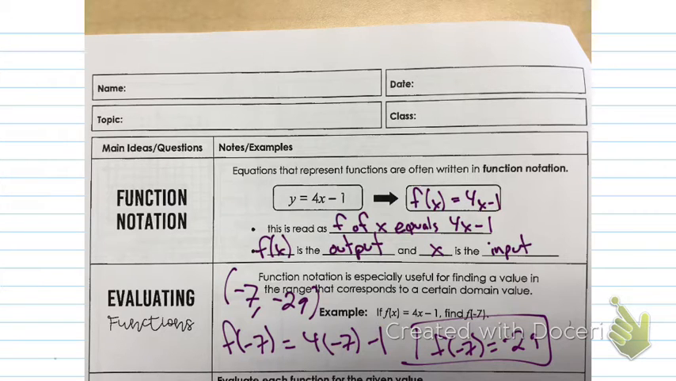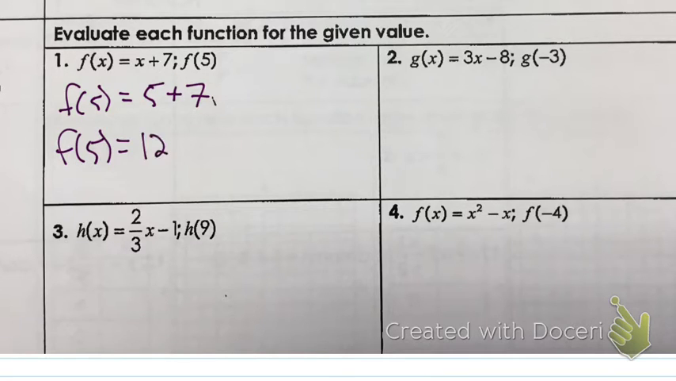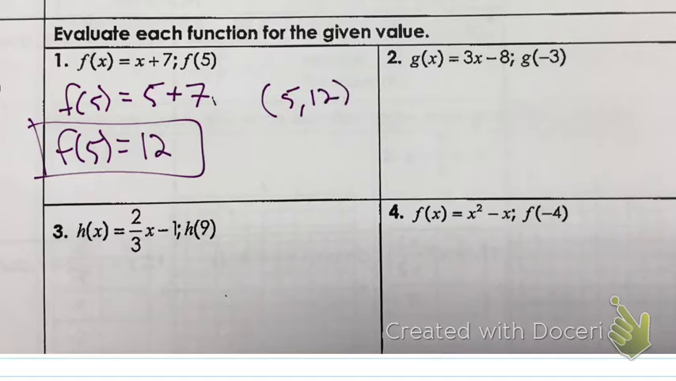I'm trying to make some connections to a couple days ago. Let's practice evaluating some functions. I'm going to do number 1. Y'all are going to try number 2. So, the f of x is x plus 7. So if I have f of 5, that's the same thing as 5 plus 7, right? My x value is 5. Let's find my y value. So when x is 5, y is 12. So f of 5 is 12. That's the answer. Again, just for context, that means when x is 5, y is 12.